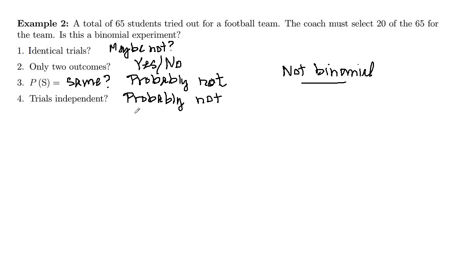Now, sometimes you can tell right away it's not binomial if there's more than two outcomes. Like, if I said pick a color, well, there's definitely more than two colors. So if there's more than two outcomes, it's not binomial. If there are only two outcomes, that doesn't mean it is binomial. You still have to have identical trials, probability the same, and independent trials.